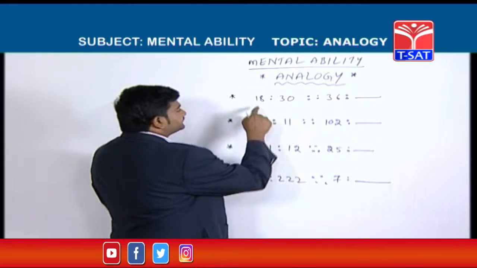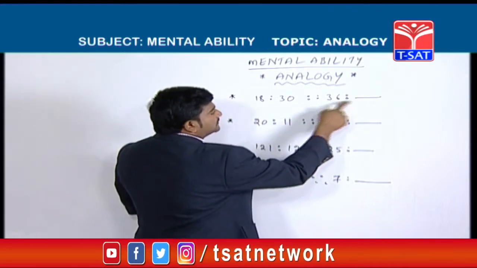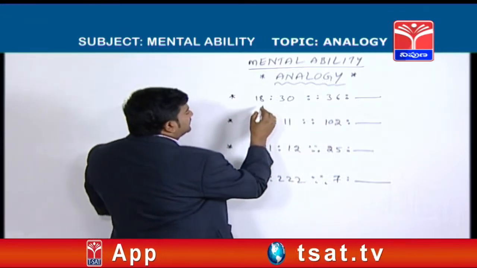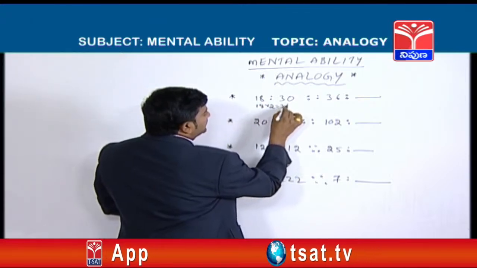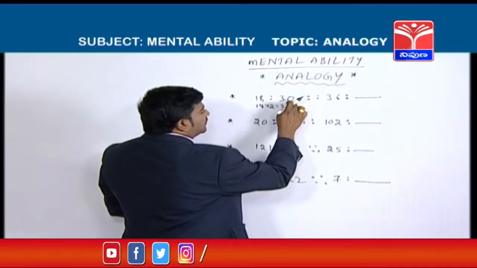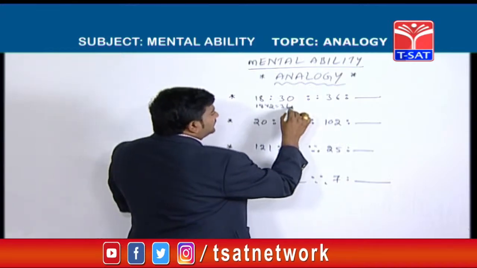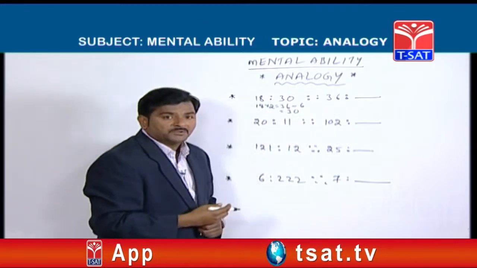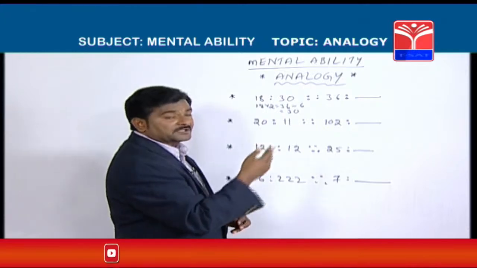So let's say 18:30 is as 36:. So usually what we can say here: 18 into 2, how much am I getting? 36. 18 2s are 36. But how much is given here? Only 30 is given. What does it mean? Into 2 minus 6. 36 minus 6, how much am I getting? 30. Now you have to apply the same concept for the given question also.